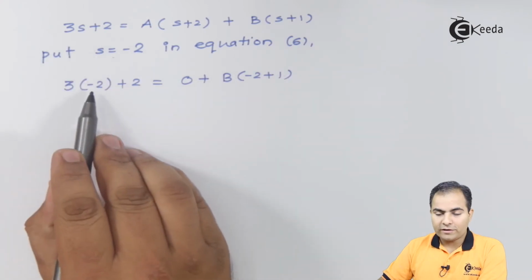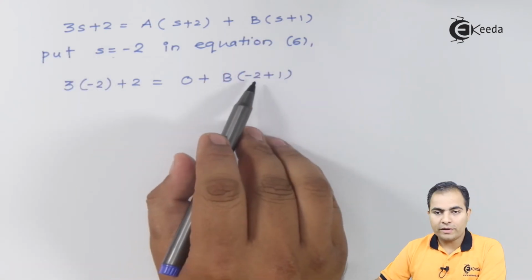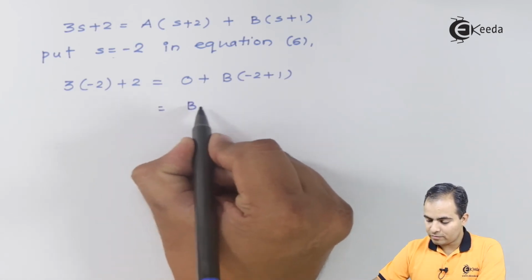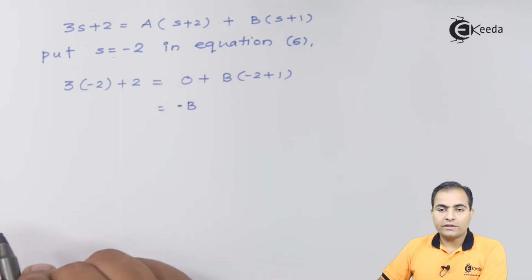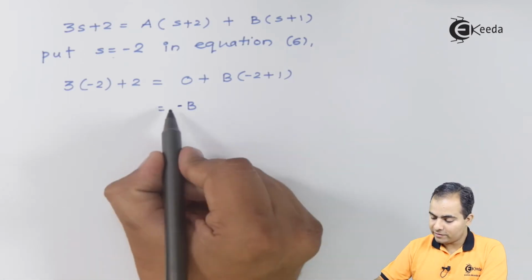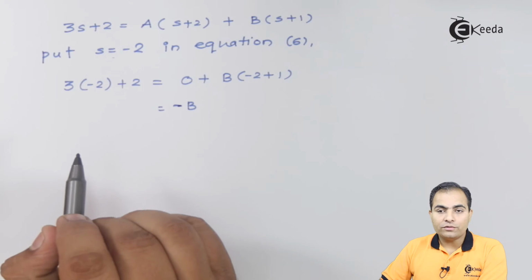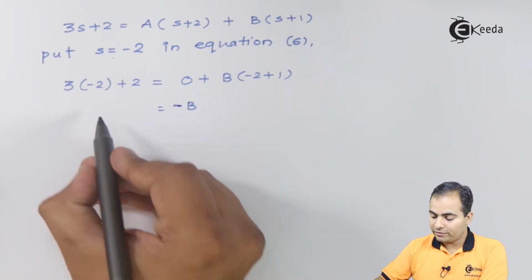This s is also replaced by minus 2. Minus 2 plus 1. Answer is minus 1. So you can write minus 1 into b is minus b. Next, 3 into minus 2 is minus 6, and plus 2 will give us a value minus 4.